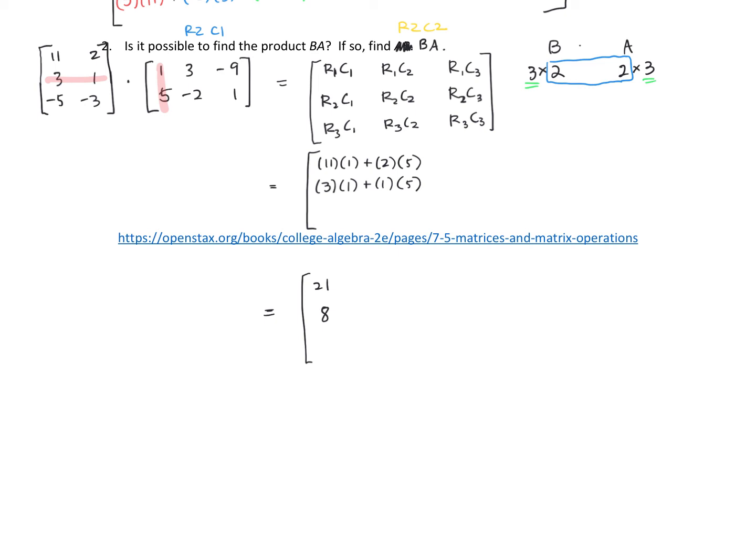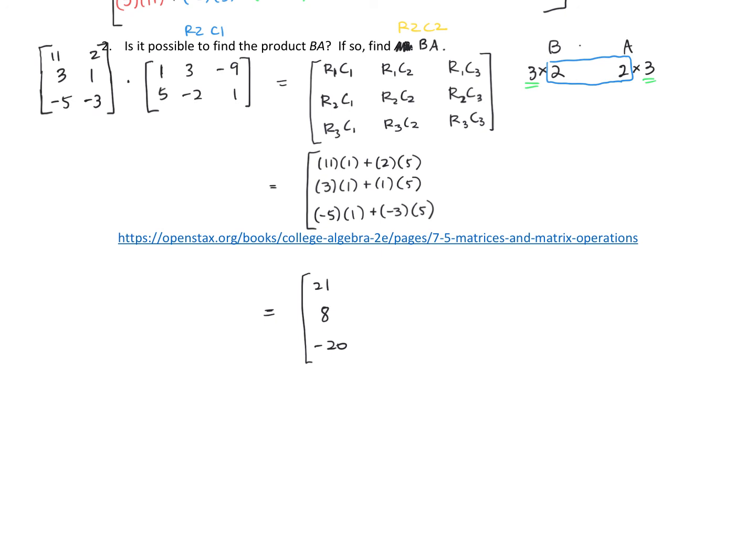Okay, now I want to find the product of row 3, column 1. So that is going to be negative 5 times 1 plus negative 3 times 5. And so that'll be negative 5 plus a negative 15, so that will give me a negative 20. All right, so now I've completely finished multiplying each row with column 1. And so now I'm going to multiply each row times column 2.